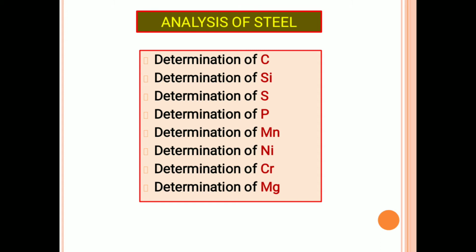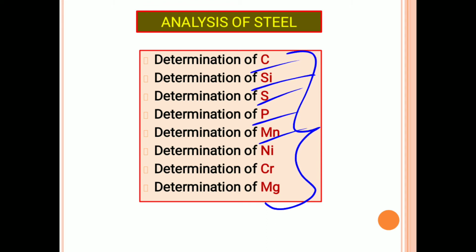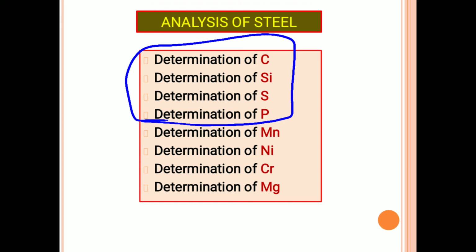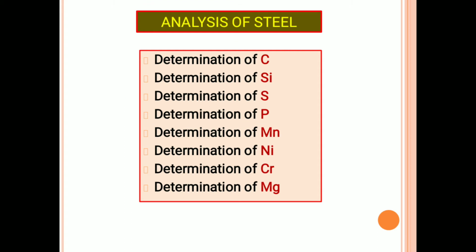Next step is analysis, that is determination of different constituents which are present in steel. Particularly the steel contains carbon, silicon, sulfur, phosphorus, manganese, nickel, chromium and magnesium. In this first video, I wish to discuss the determination of four of these constituents. In the next video, I will discuss the determination of the other four constituents in steel.